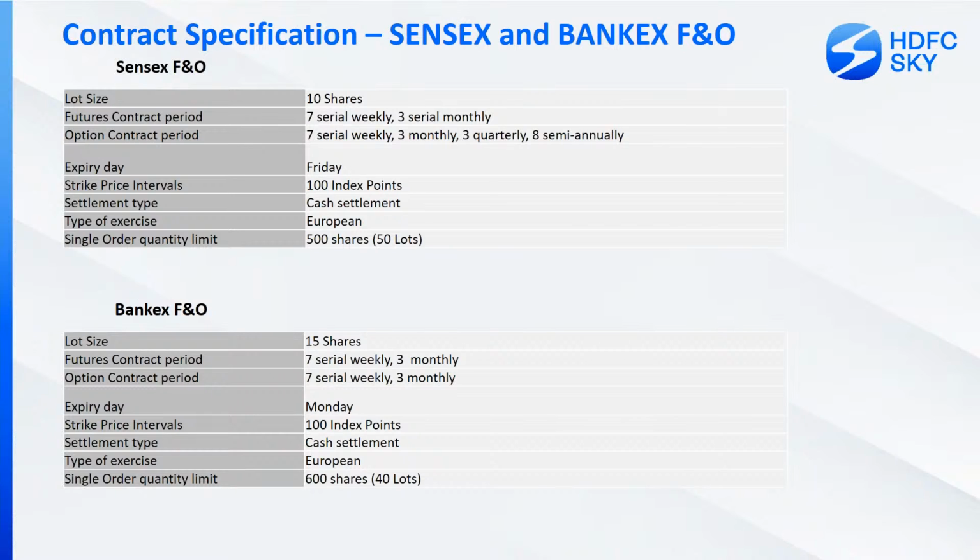The expiry day for the Sensex futures and options contracts is every Friday. For weekly, it is the last Friday of every week, and for monthly contracts, it is the last Friday of every month. The strike price interval in Sensex options is 100 points. Settlement type is cash settled. It is European type of options, and there is a single order quantity limit, which we call the freeze limit, in Sensex F&O. You cannot place a single order of more than 500 shares, which comes to 50 lots. If you place an order of more than 500 shares in a single order, it comes into the freeze limit.